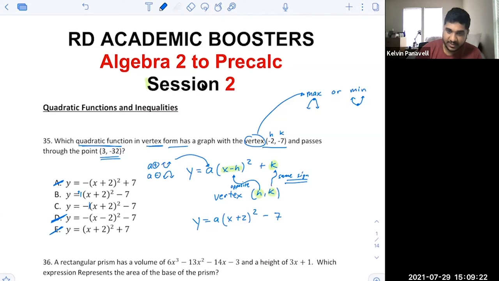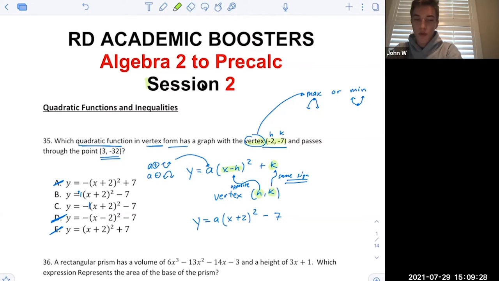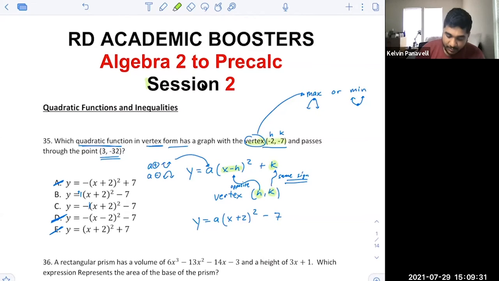So we already used the vertex. John, I'm talking to you. So we use the vertex, which is -2, -7. What else do they give us in the question? They give us the point 3, -32. Awesome. They gave us the point 3, -32, right?